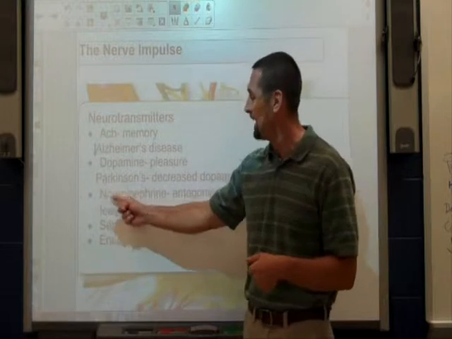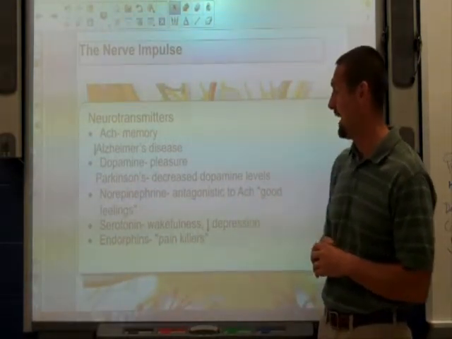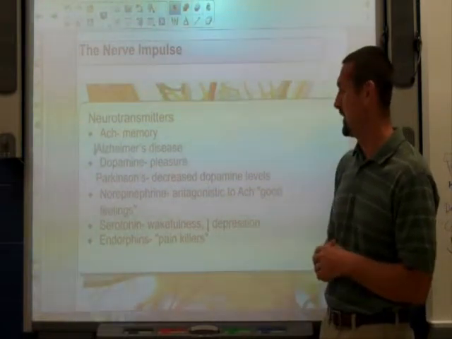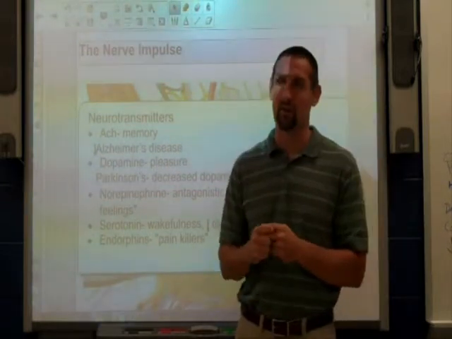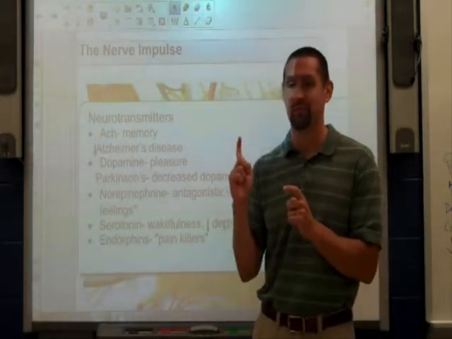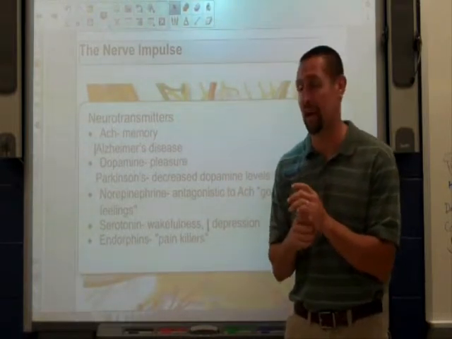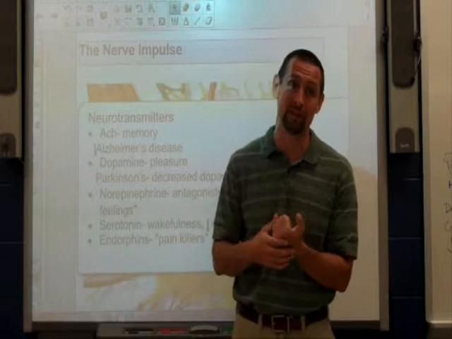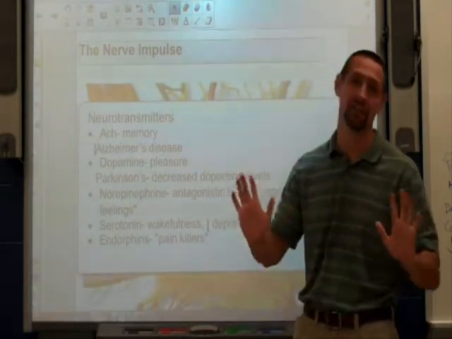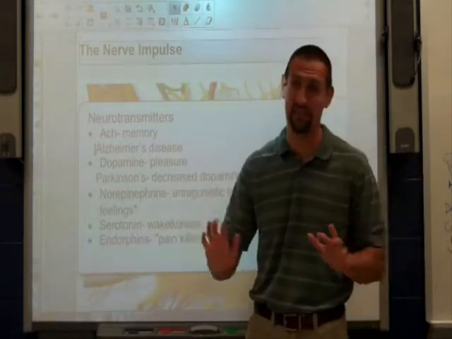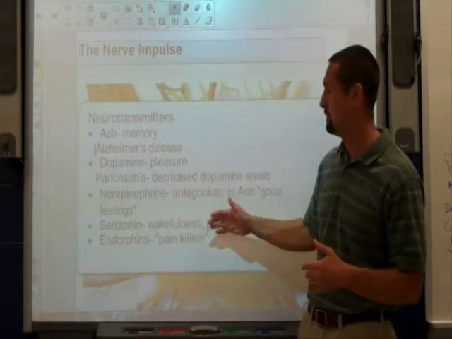Norepinephrine is a neurotransmitter that is always antagonistic to acetylcholine and usually associated with good feelings. So they're kind of like a brother and sister, where you would recognize how they always do the opposite thing. They say, I like chocolate. You say, I don't like chocolate, even if you really feel that way, just to be antagonistic, just to get under their skin, just to do the opposite thing that they do.